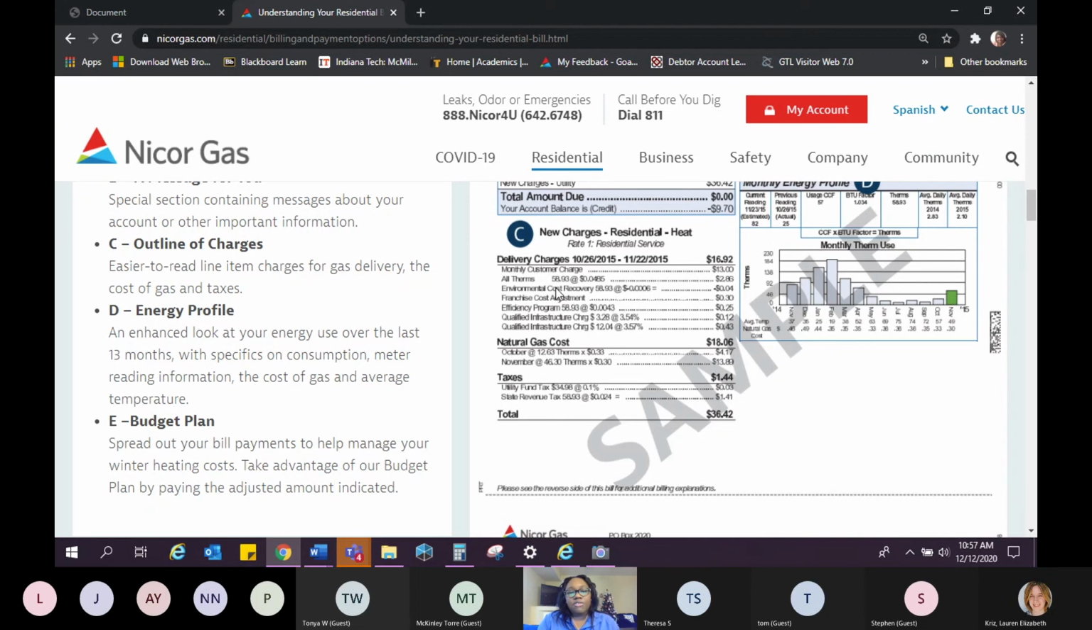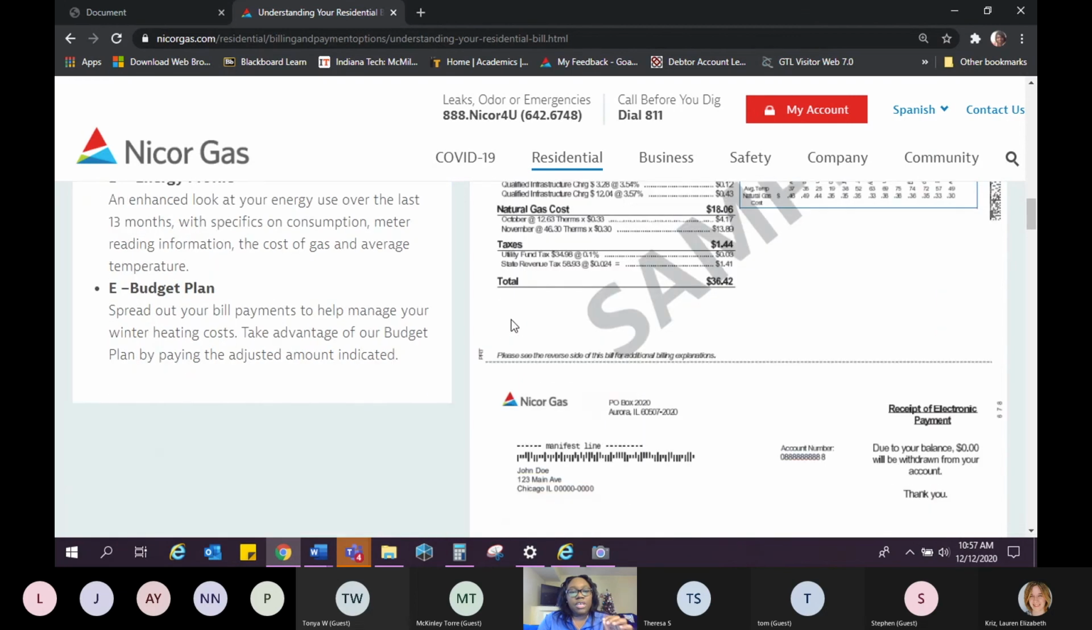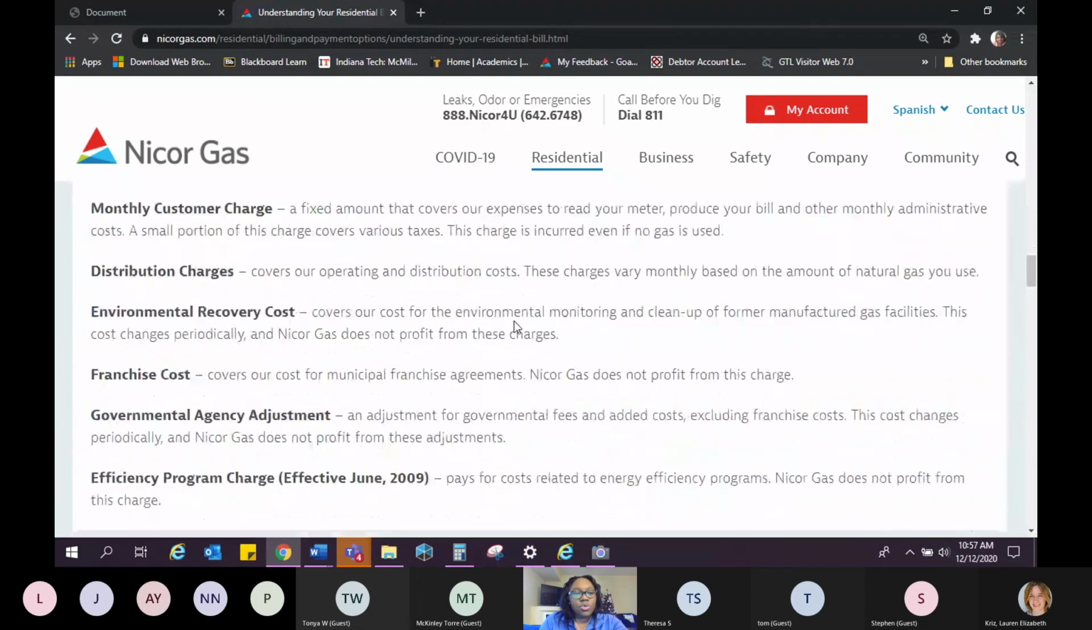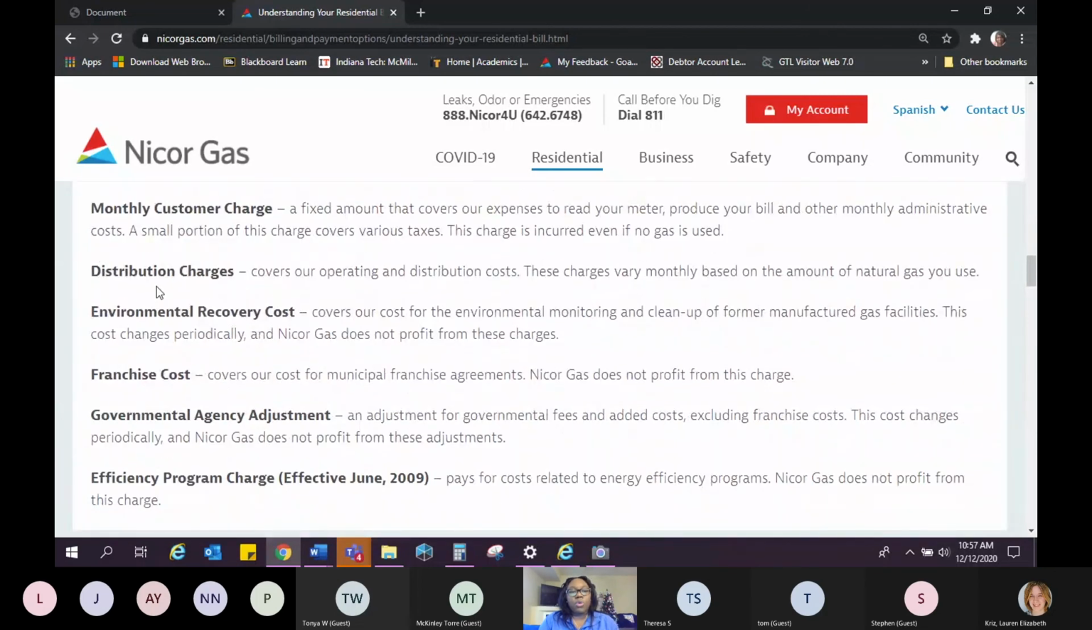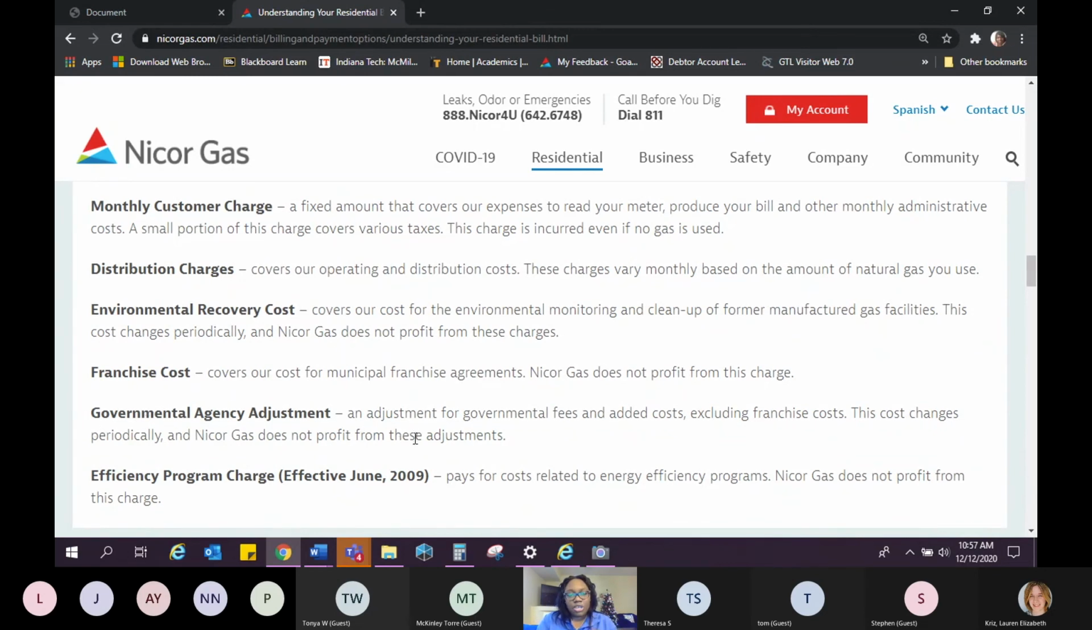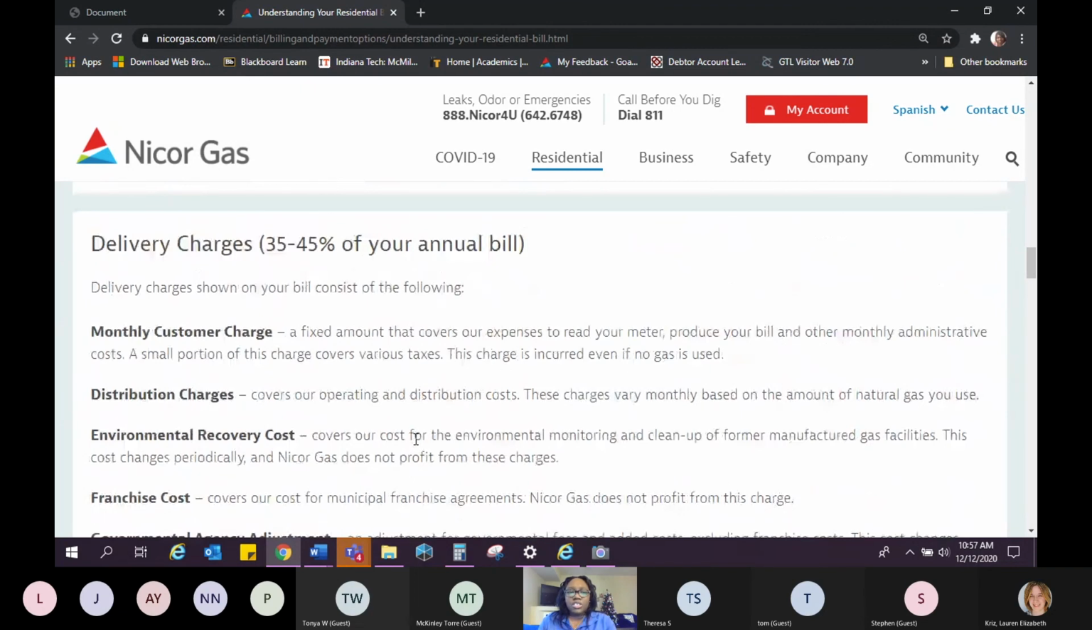Now, as far as the delivery charges go, like the environmental cost recovery and franchise cost adjustment, this website is going to be great because towards the end, we do break down what those are: what the distribution charges are, the environmental recovery costs, the franchise costs, the governmental agency adjustment. There are a ton of different ones that you may see on your bill. This website's going to break that down for you.